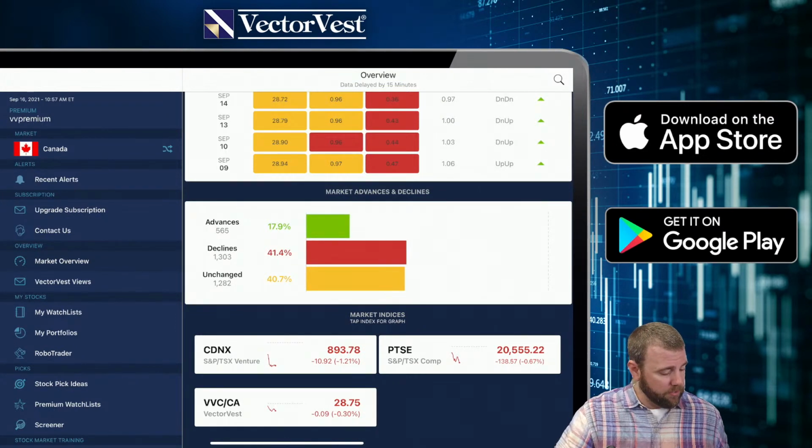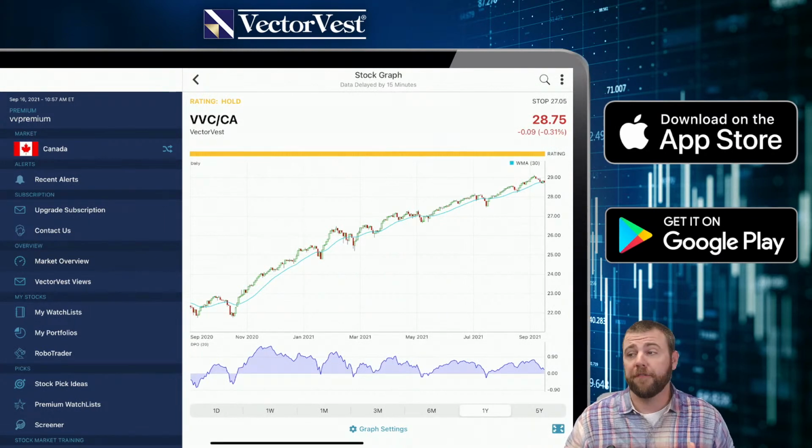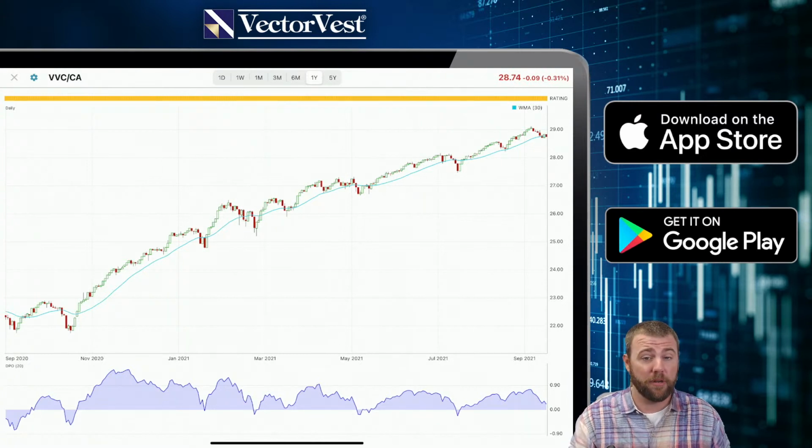All right, so let's go ahead, take a look at the VectorVest composite on the graph here as well. So for the Canadian market, let's go maximize this real fast. Same situation we're noticing with the US, but a little bit clearer here, in my opinion, than what we saw with the US. So as we can see, prices have been rocking and rolling ever since the beginning of the year, really even longer than that. But for the last 12 months, we've seen a nice steady rise in price on the VectorVest composite in our Canadian markets. But look at the DPO at the bottom.